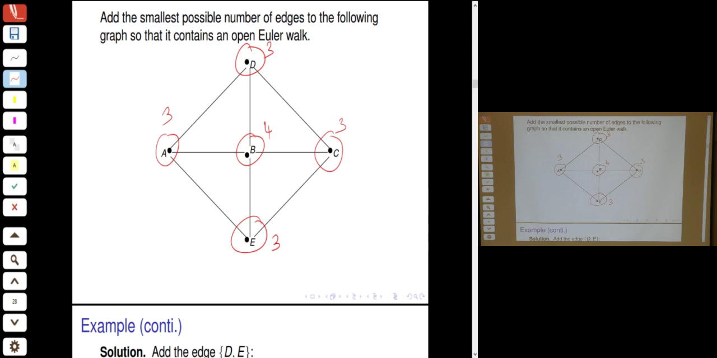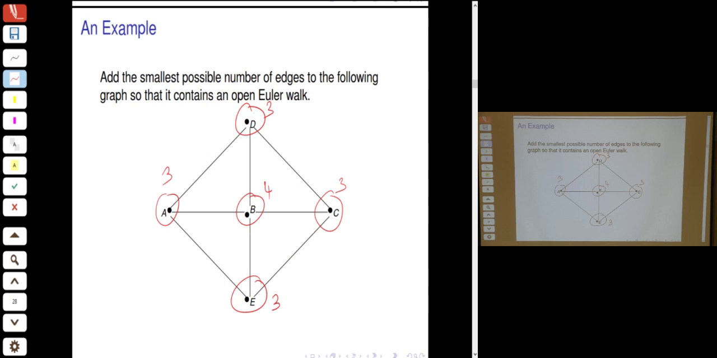So therefore the question of adding edges comes up. So let's start adding edges, right? Because clearly you need to change the degrees, otherwise there will be no Euler walk. So let's add the edge between D and E. So we will start adding edges gradually. The minimum number of edges we can add is 1. If that works, fine. If it still doesn't work, we will add more. But let's start with adding one edge.